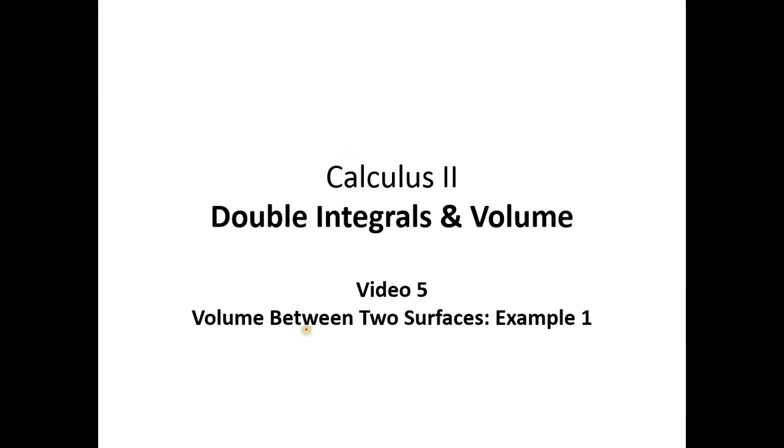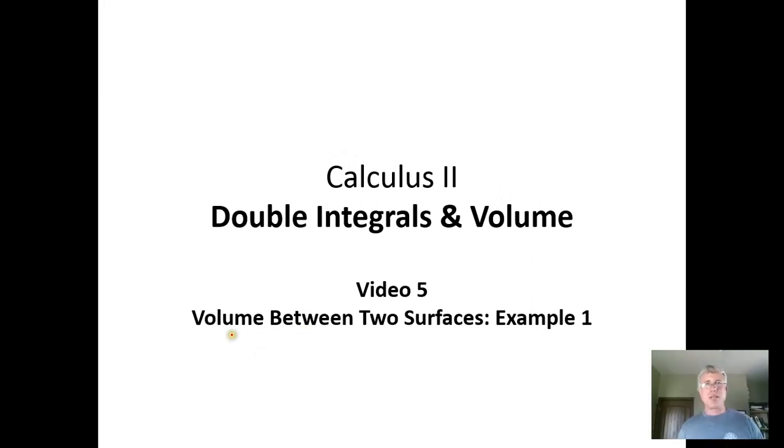So in this video we're going to do the first of two examples where we calculate the volume between two surfaces. So in this example it says set up the double integral to determine the volume of the solid region bounded by the graphs of z equals x squared plus y squared and x squared plus y squared equals 4 and z equals 0, which is just the xy plane.